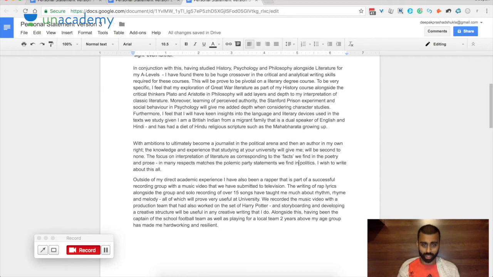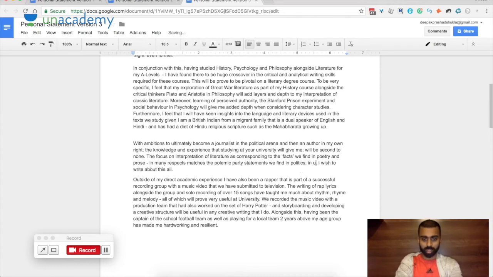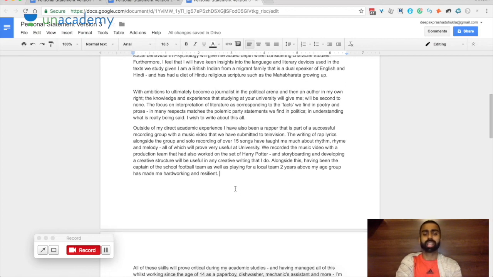The focus on interpretation of literature as corresponding to the facts we find in poetry and prose in many respects matches the polemic party statements we find in politics. I wish to write about this in understanding what is really being said. I wish to write about this all. Outside of my direct... So cool. So I'm relatively happy with this paragraph.